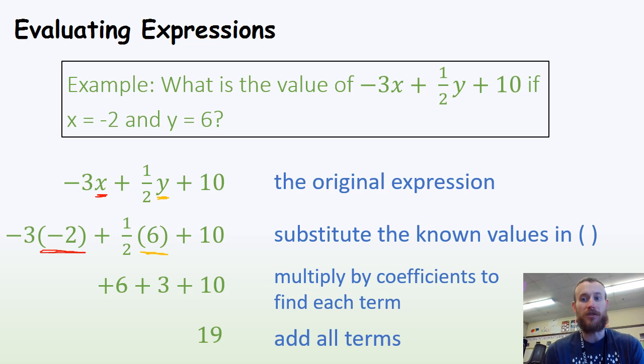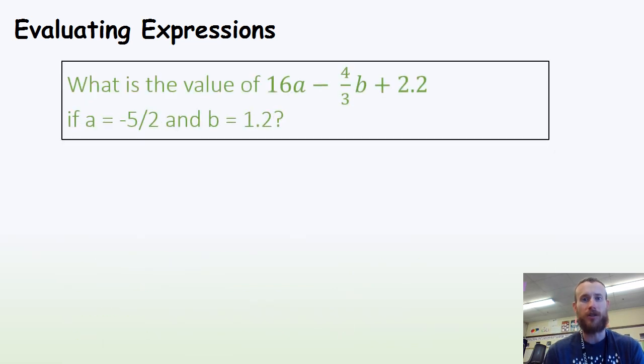So another example, just to see if you can do this one on your own. Got some decimals and fractions here. What is the value of 16a minus 4/3 of b plus 2.2 if a is negative 5/2 and b is 1.2?